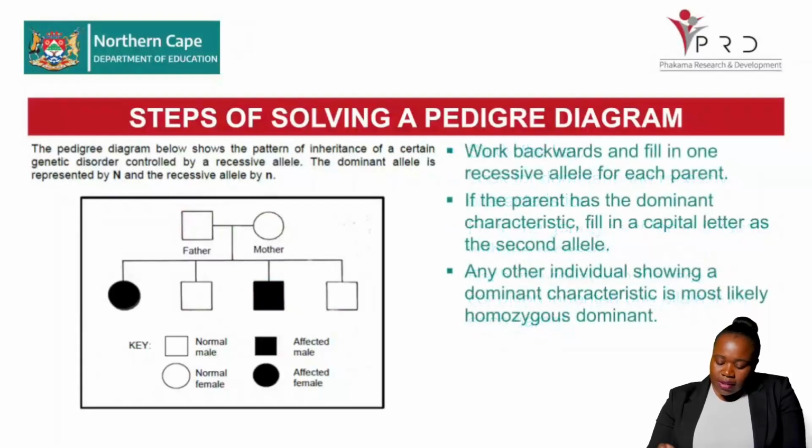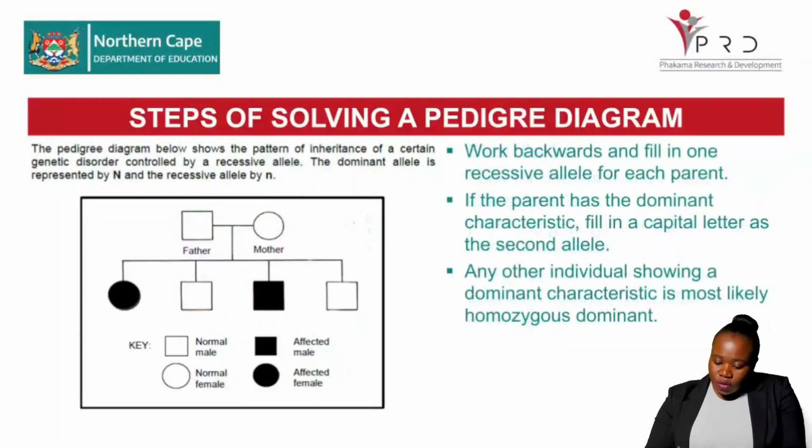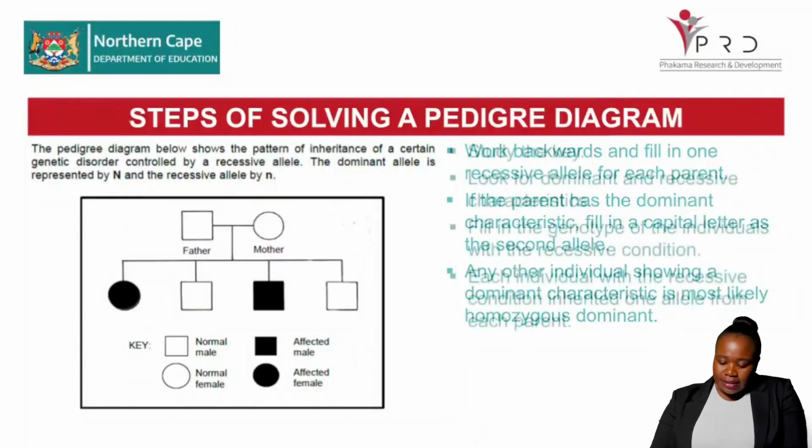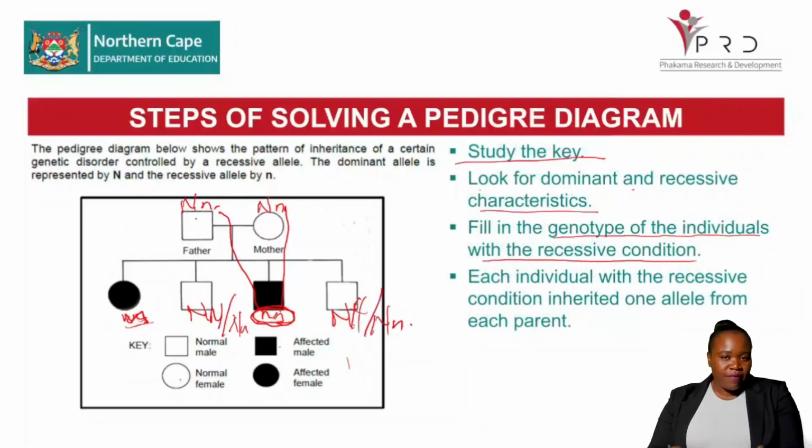Okay. Then you work backwards and fill in one recessive allele for each parent, which we've already done here. We filled in the recessive allele, but we already also knew that they had the dominant alleles, right? If the parent has a dominant characteristic, fill in the capital letter as the second allele. We've done that already. Any other individual showing the dominant characteristic is most likely homozygous. So these individuals here can either be homozygous or heterozygous. So they can either be like this or like that. But whichever one they are, they are going to be unaffected.